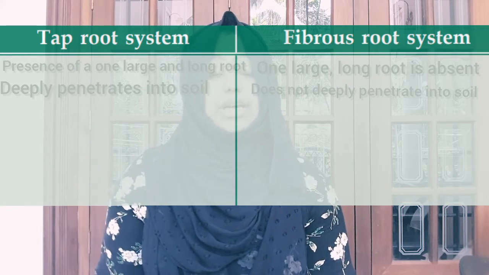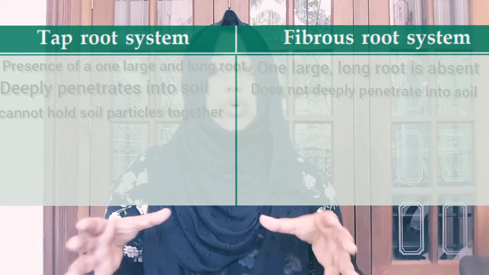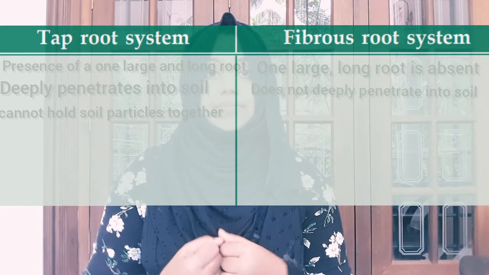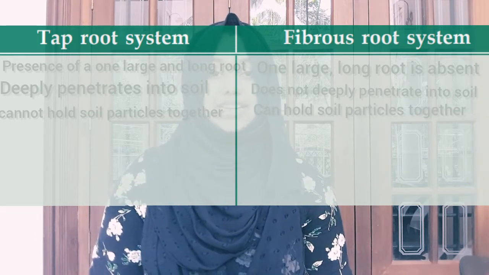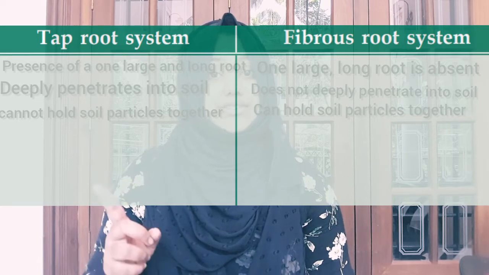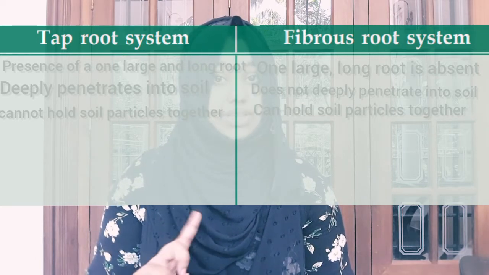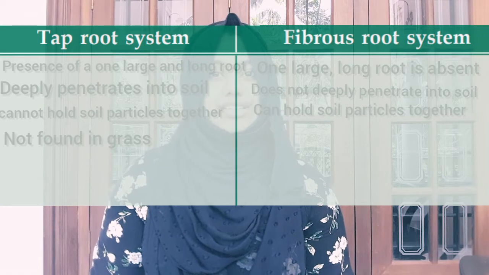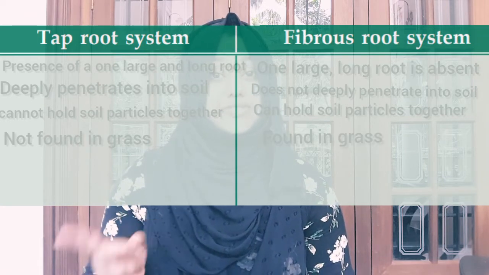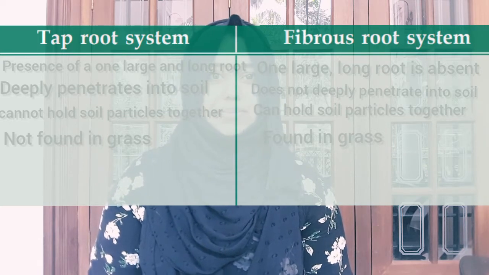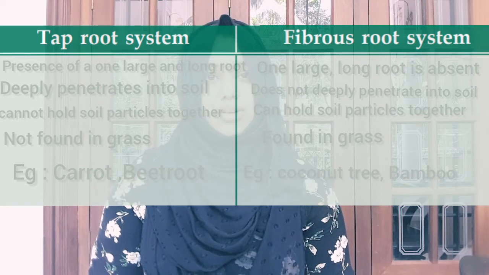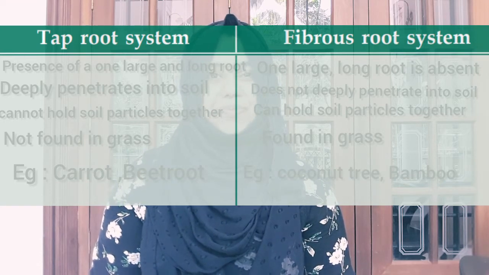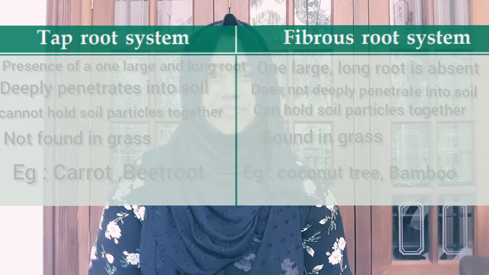The taproot cannot hold the soil particles together. Fibrous roots can hold the soil particles together. Taproot is not found in the grass. Fibrous root is found in the grass. Examples of taproot are carrot, beetroot. Examples of fibrous root: coconut tree, bamboo. Clear? Good.